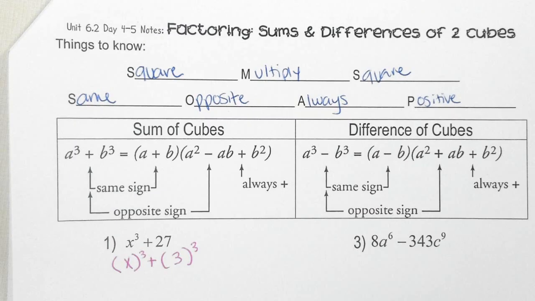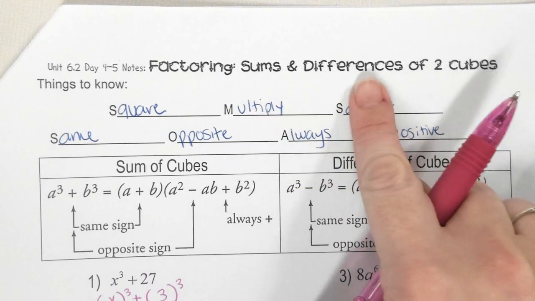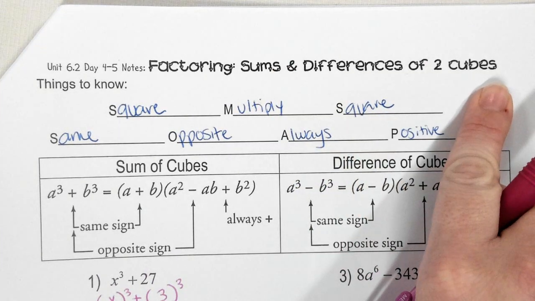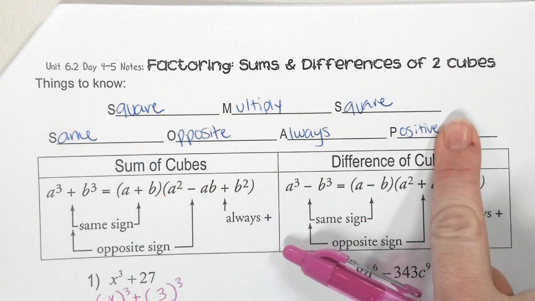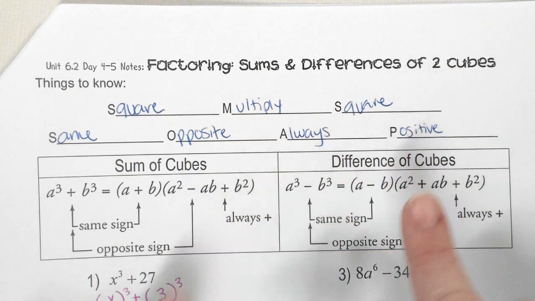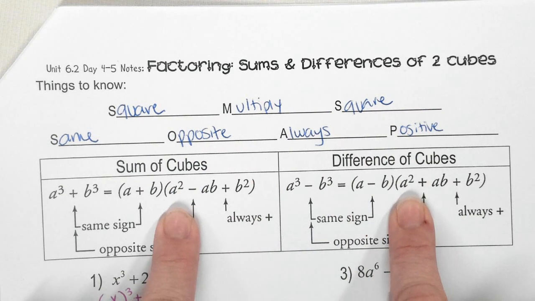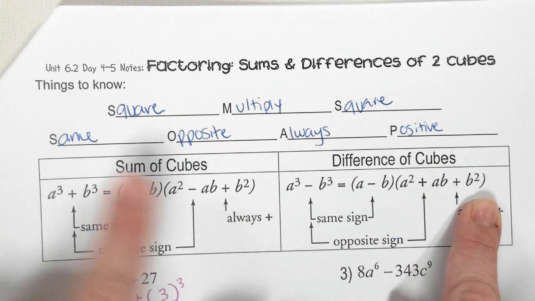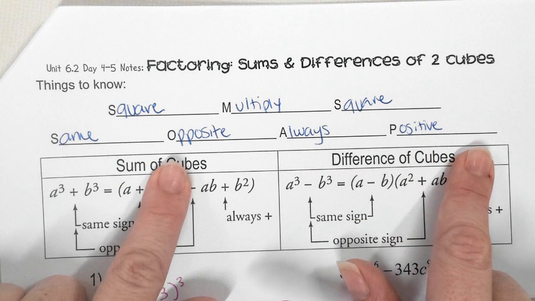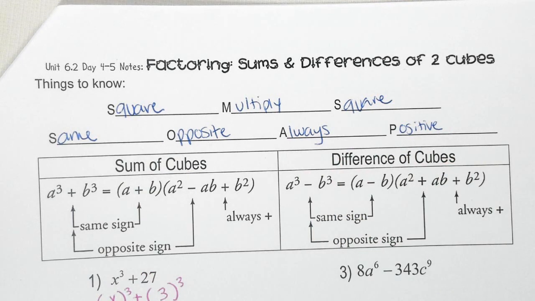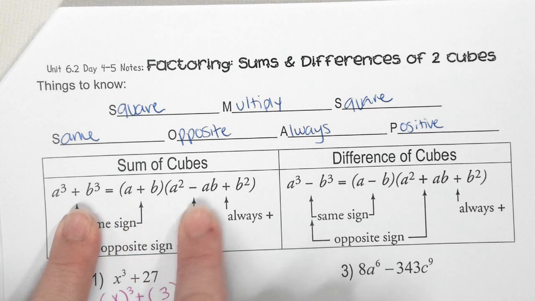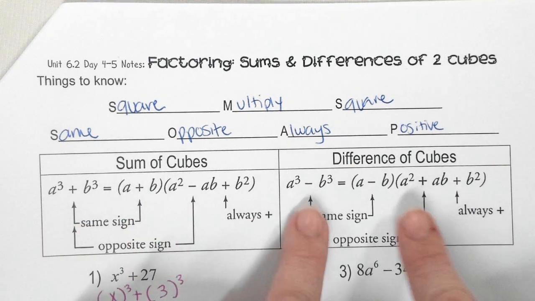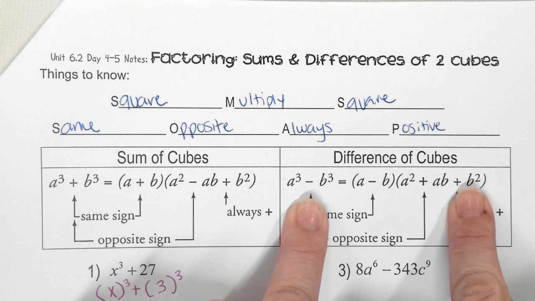Okay, sum and difference of cubes, plus and minus perfect cubes. Different from yesterday because you can do plus and minus. So this is just to help you remember your formulas. Square, multiply, square. This is the second part of your answer. Square, multiply, square. And then same, opposite, always positive is to help you remember your signs. So if it's plus, your answer has the same sign, opposite sign, always positive. Minus, same sign, opposite sign, always positive.